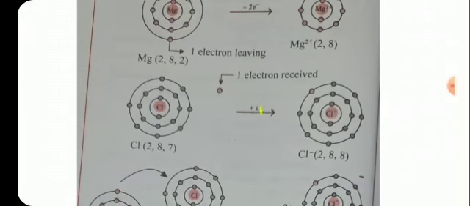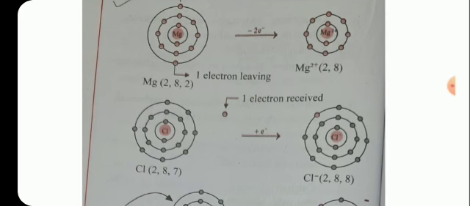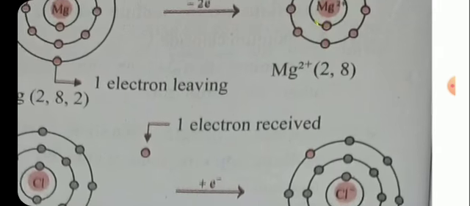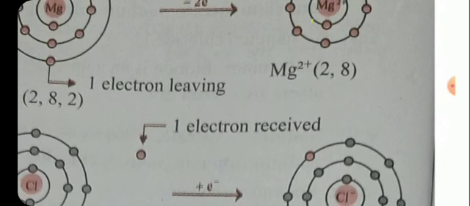Formation of magnesium chloride from magnesium and chlorine. Now let us see how magnesium chloride compound is formed. Now here see magnesium atom, it has electronic configuration 2, 8, 2. The magnesium atom has 2 electrons in its outermost orbit. It gives these 2 electrons from its outermost orbit, and it gets converted into positive ion with 2 unit positive charges. See here, on magnesium 2 positive charges are there.